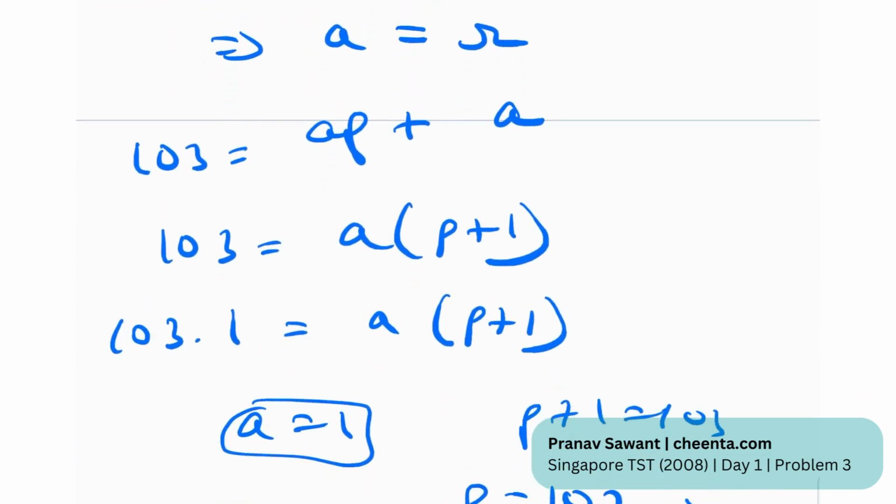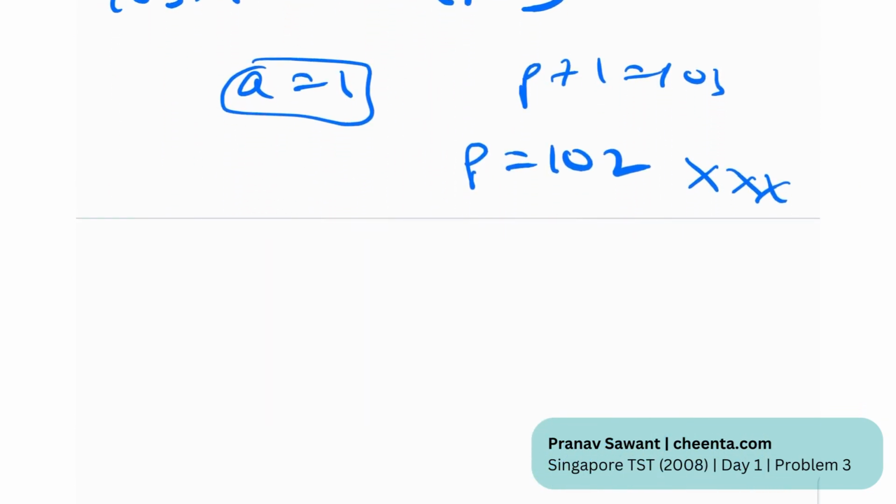B is 0 does not work. It clearly does not work. We were trying to find some trivial solutions, but it clearly does not work. You can now generalize this.